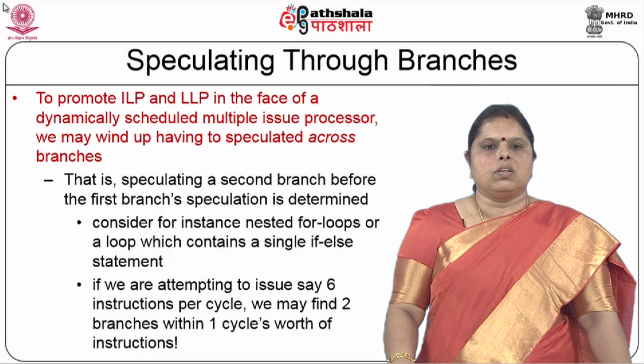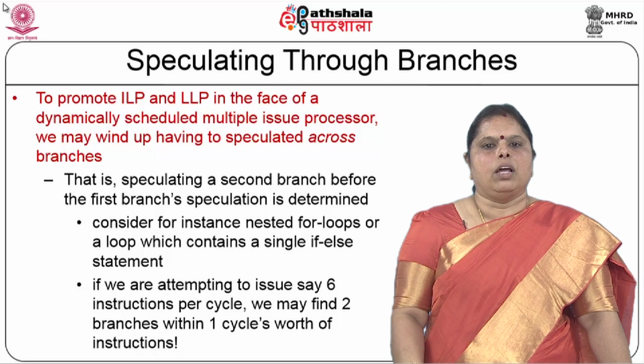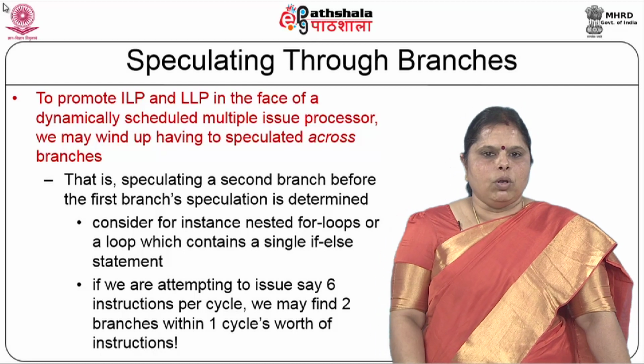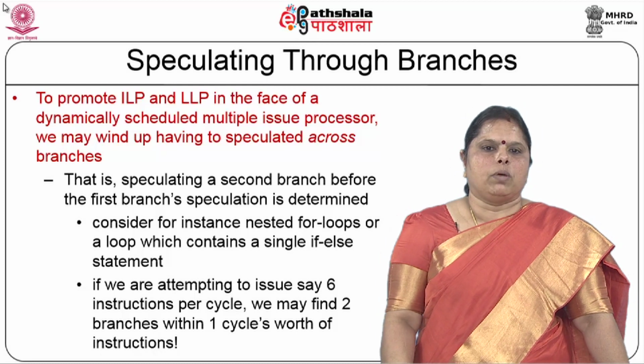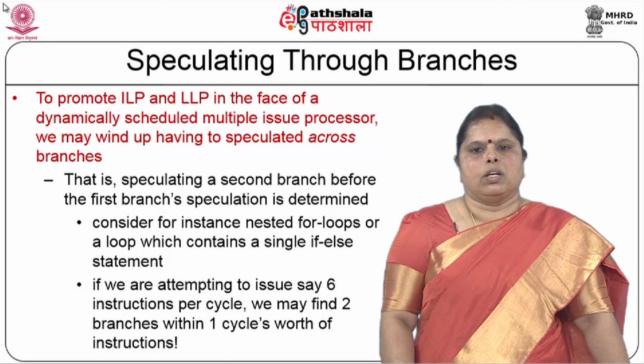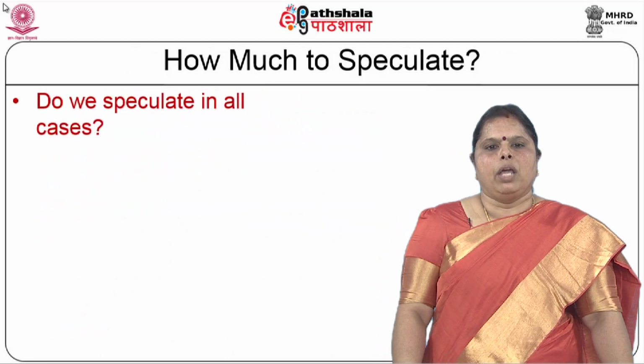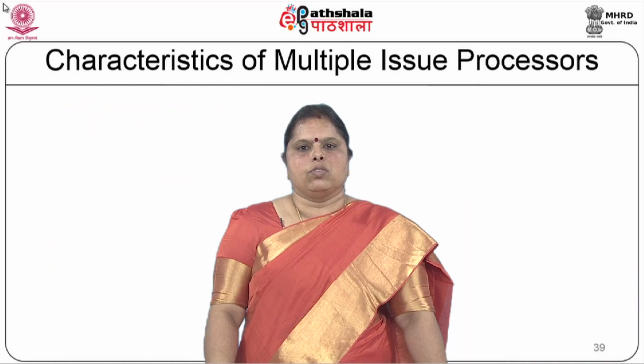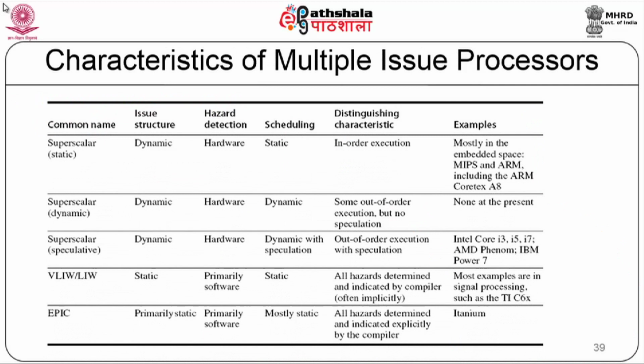Normally processors decide, okay, up to this level I am willing to speculate. Otherwise, if you find that it misses there, then I will not do further speculation. I will wait for the branch to be resolved. So, these are some of the main issues that we will have to look at when you look at speculative execution. Looking at the characteristics of multiple issue processors, this slide gives you an overview of the different types of multiple issue processors that we have looked at.